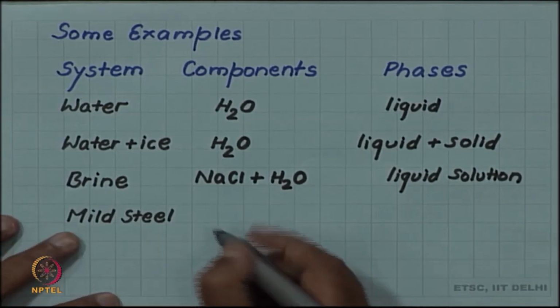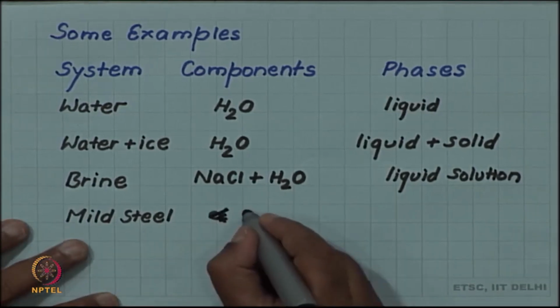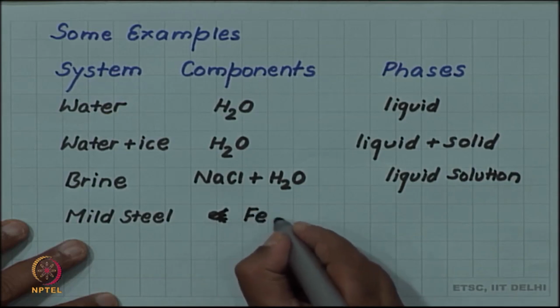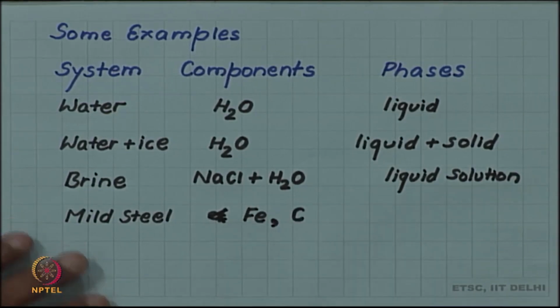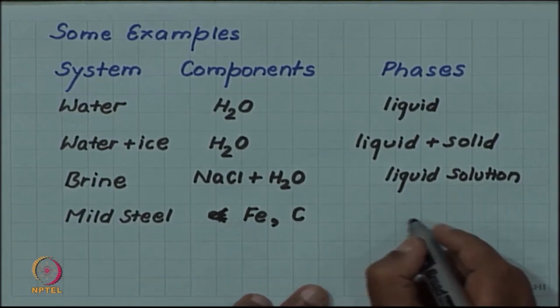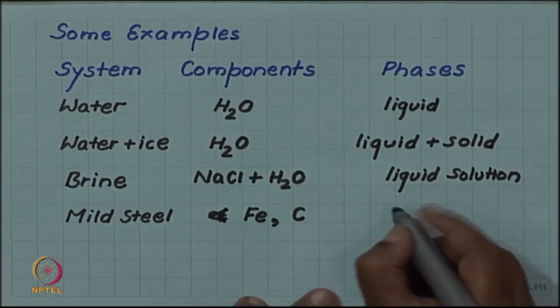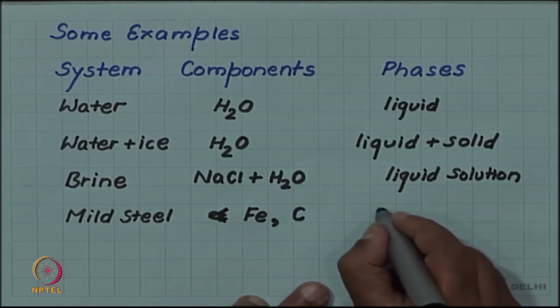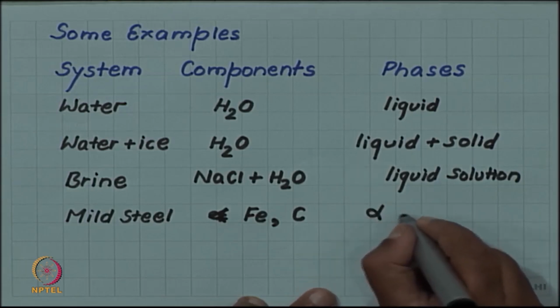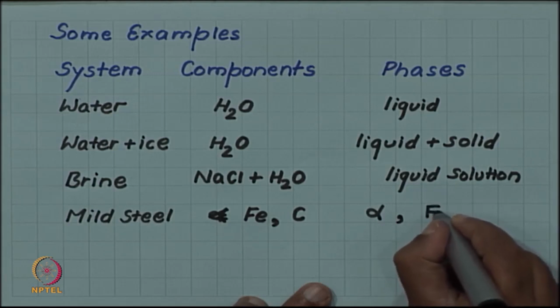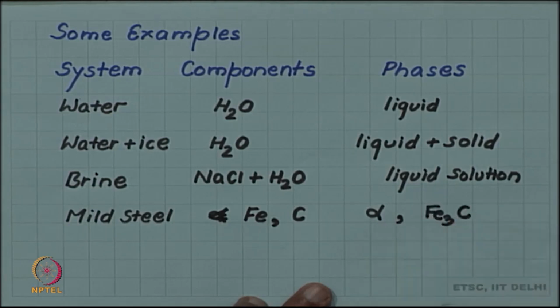Let us take an engineering example, mild steel. In the mild steel, the components are iron and carbon. So, there are two components, because you can vary the percentage of carbon in the alloy. So, iron and carbon are the two components, but phases you will find that in mild steel at room temperature you have two phases. One is the alpha phase and another is a compound Fe3C. So, it is a two component, two phase system. So, you can see that the components and phases can vary.